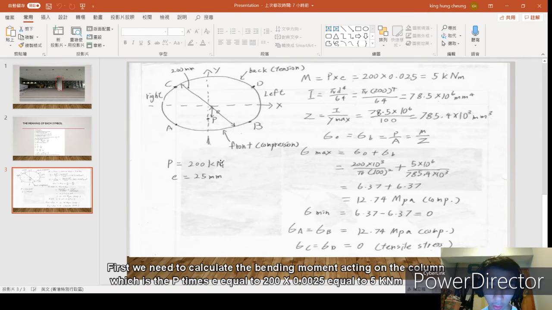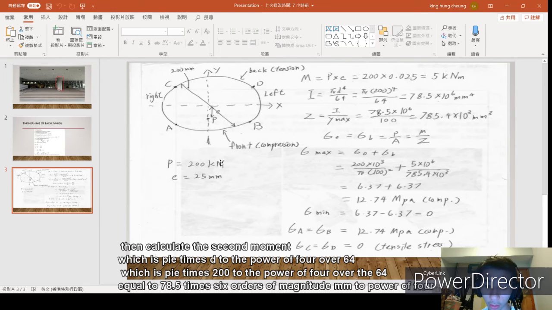First, we need to calculate the bending moment acting on the column, which is the P times E equals to 200 times 0.025 equal to 5 kNm, and then calculate the second moment, which is pi times d to the power of 4 over 64, which is pi times 200 to the power of 4 over 64 equals to 78.5 times 10 to the power of 6 mm to the power of 4.